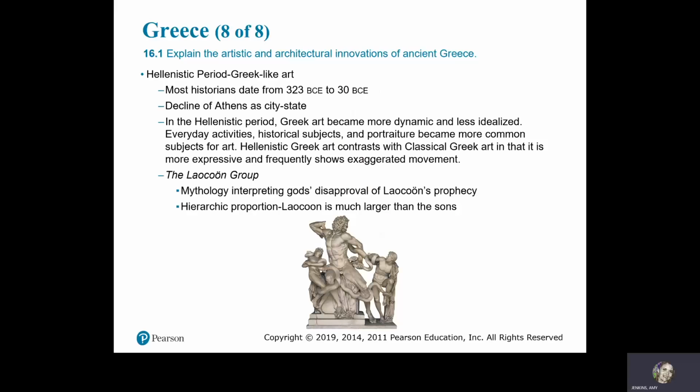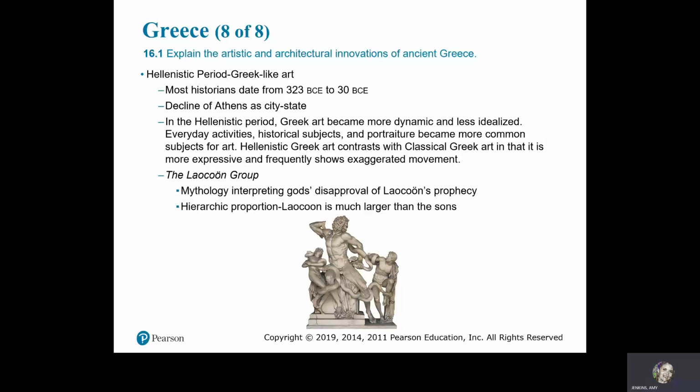In the Hellenistic period, it's considered Greek-like art. Most historians date it from 323 BCE to 30 BCE. The decline of Athens as a city-state is occurring during this time. In the Hellenistic period, Greek art becomes more dynamic and less idealized. Everyday activities, historical subjects, and portraiture became more common subjects for art.